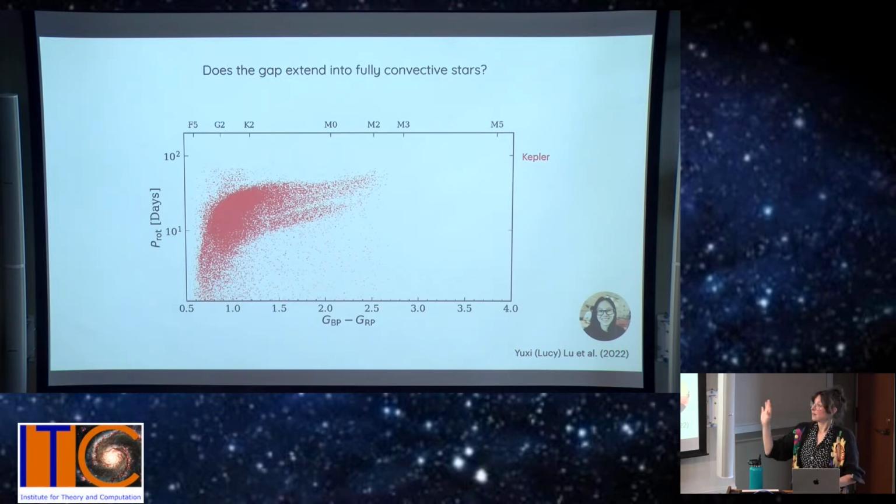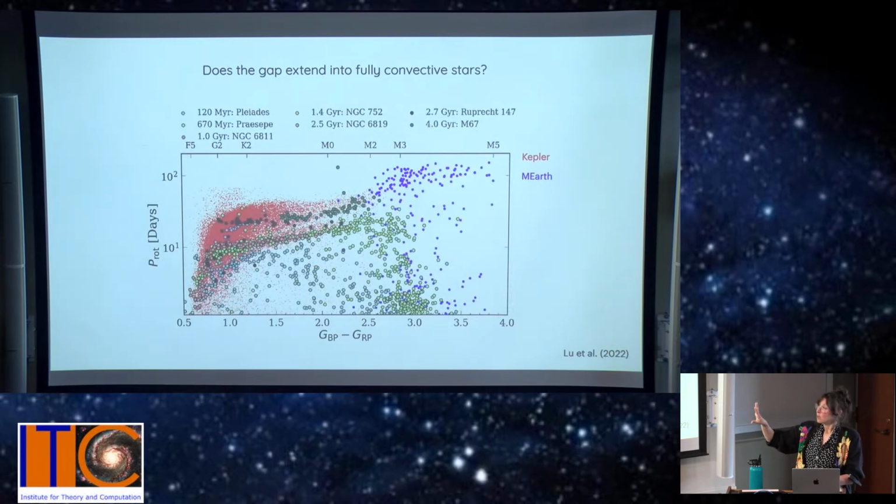This is rotation period versus Gaia color. That's the Kepler sample again, now in red, with clusters overlaid. You can see the clusters don't quite tell us what's going on in the gap, because they fall on either side of the gap. And then the blue stars are the Mirth stars, rotation periods for M dwarfs. We wanted to fill out this space.